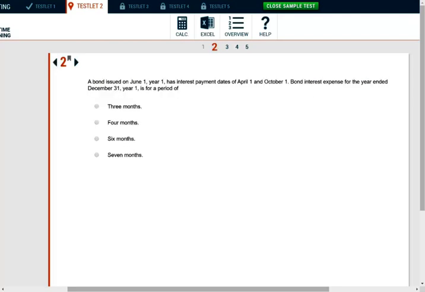Let's take a look at this question. A bond issued on June 1st, year one, has interest payment dates of April 1st and October 1st. This is when we make the payment. Bond interest expense for year ended December 31st, year one, is for the period of how long? This question is not simple, you just have to be very careful.